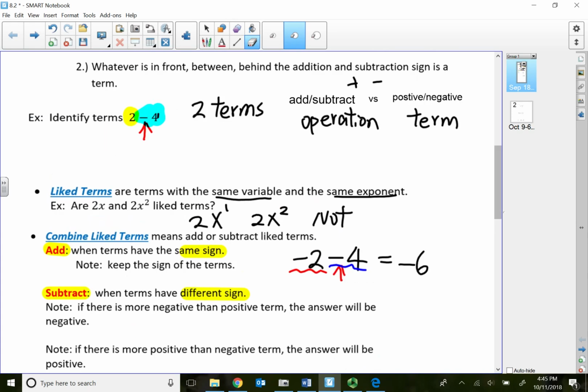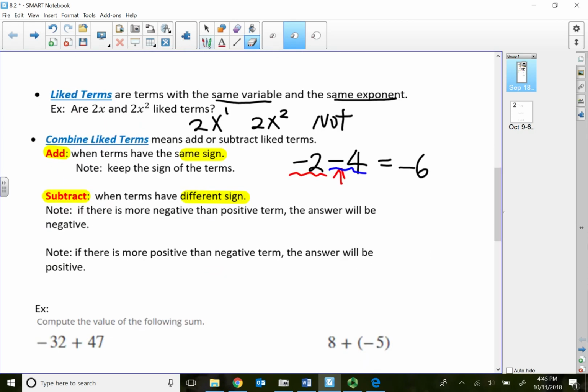Now up here, my 2 minus 4. If you think about 2 minus 4 here, the subtraction sign outside the parentheses separates between two terms in front of it.